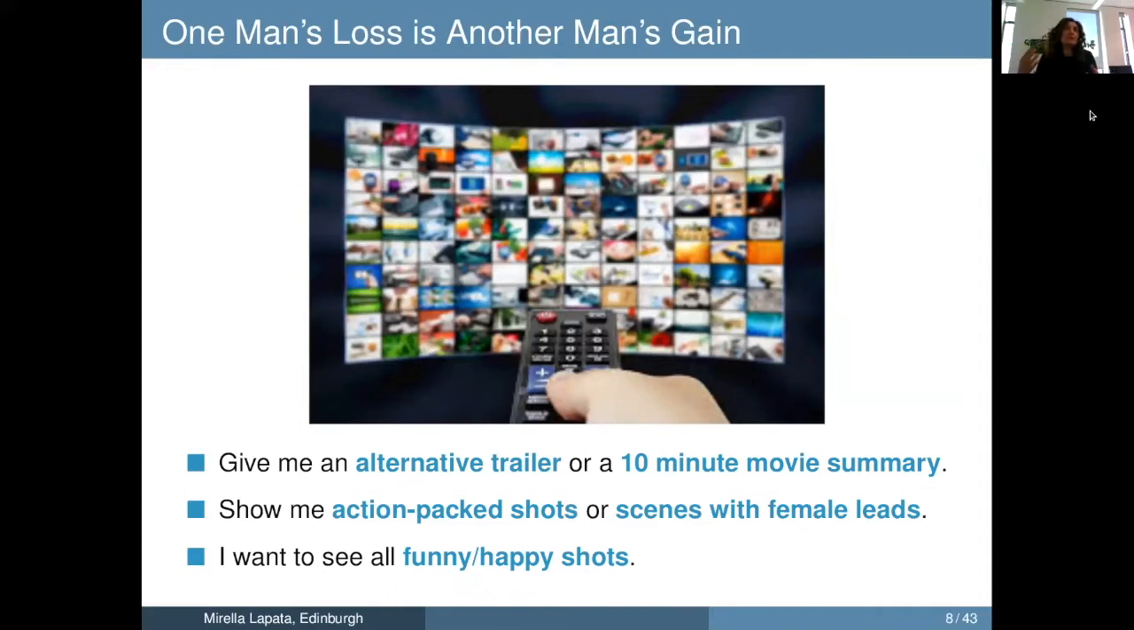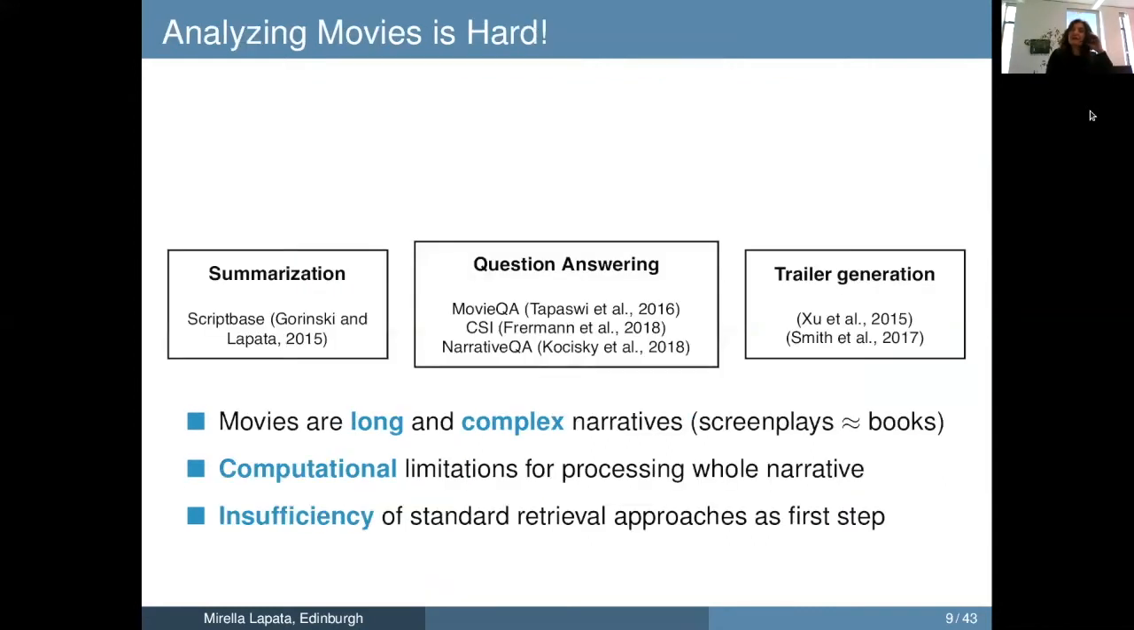So you see how if we could do this, the experience of the user would be a lot better. It would be more personalized. But of course, this all assumes that the machine understands the content of the movie pretty well. And we are not exactly there yet. Okay, so it turns out we are not there, and we're not there for a good reason, because analyzing movies is a super hard task.